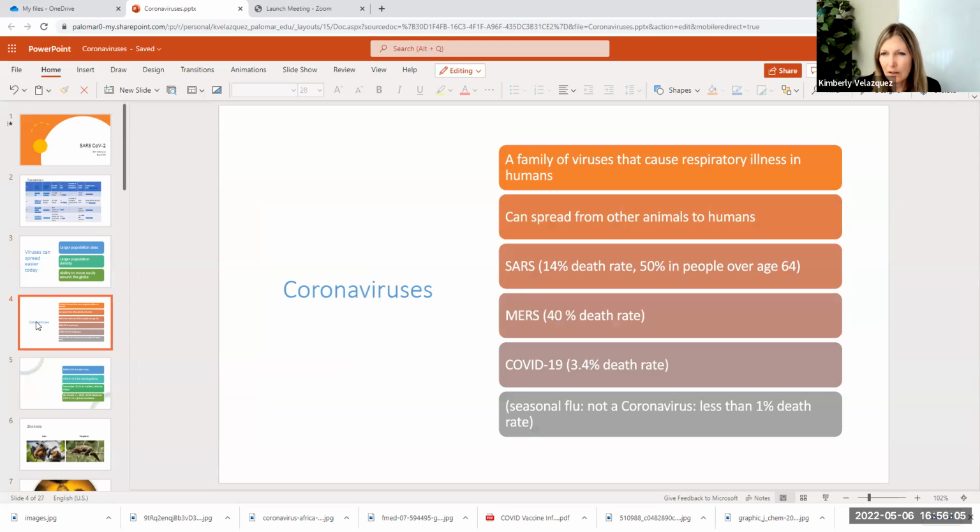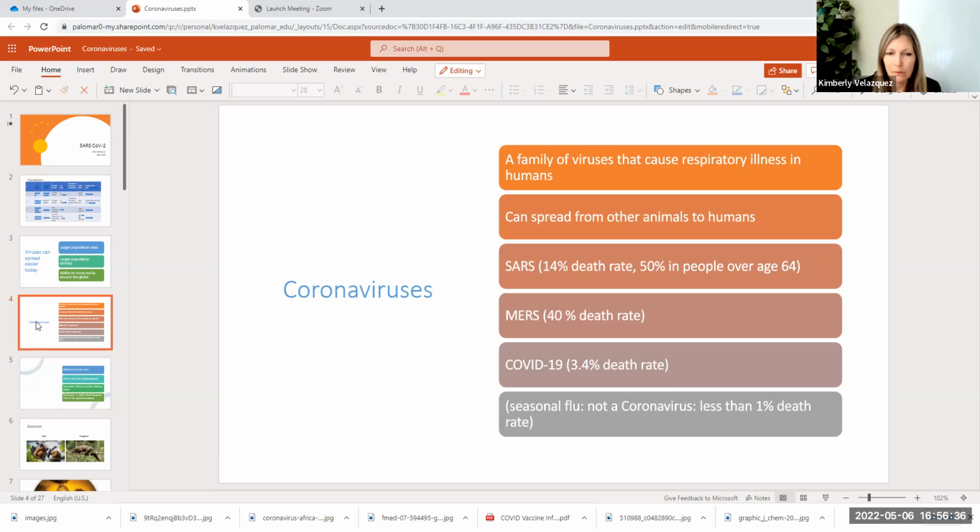Coronaviruses are viruses that infect the respiratory system and cause illness in humans. They can originate in animals and be passed to humans. A couple of big ones in our history: in 2002, SARS was a big deal, had about a 14% death rate overall, but 50% of people over 64 died from this. It was in Asia and it originated most likely in bats.